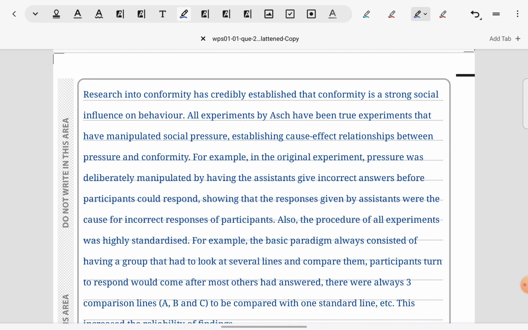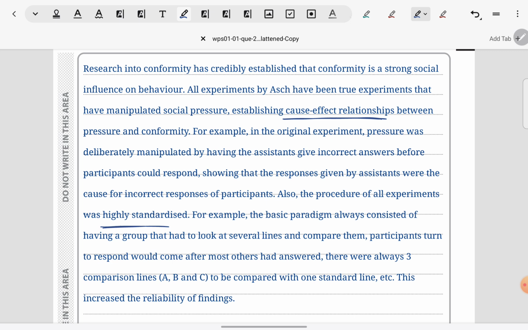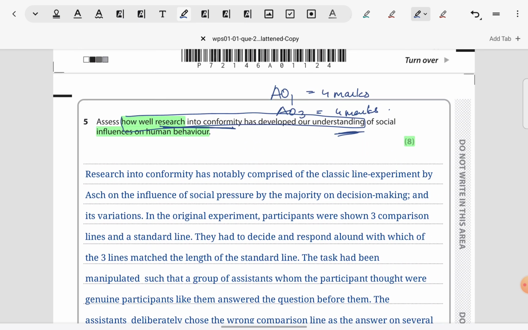So to answer this question, the strengths I have taken are, again I'm not reading everything, cause-effect relationship being established, and the procedure being very reliable. So I've taken that internal validity and standardization as strengths to demonstrate that there is credibility. Like when they are asking how much it has developed our understanding, it has developed our understanding very accurately, very credibly, that yes, conformity does influence how people take decisions, that is their behavior of decision making, what to do.